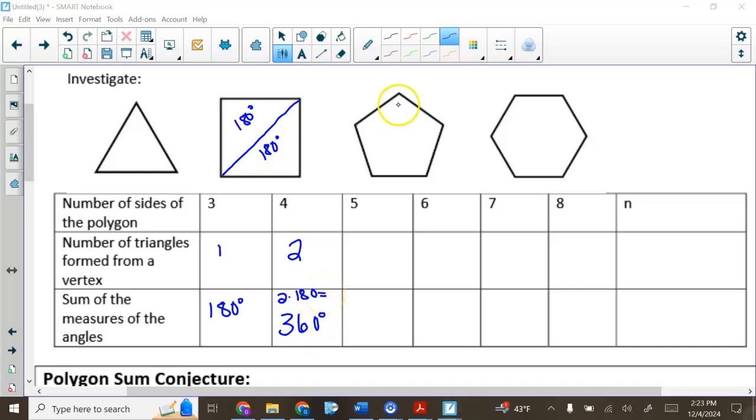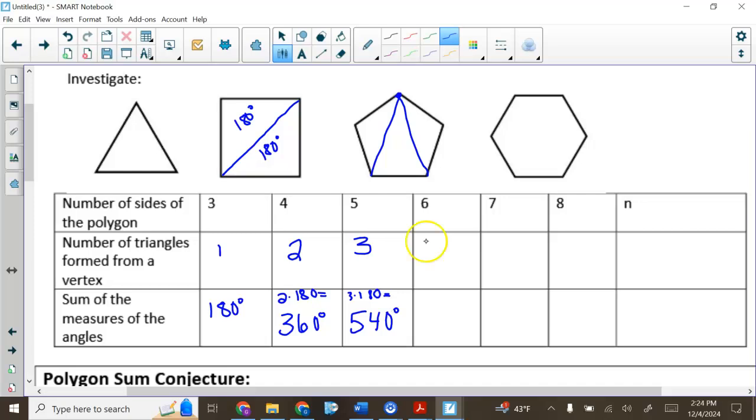Okay, if it's a pentagon, we're just going to start at one vertex there. And if we connect that to see how many triangles, there's 1, 2, 3 triangles there. So if we have 3 triangles, and in each of those triangles there's 180 degrees, that would be 540 degrees.